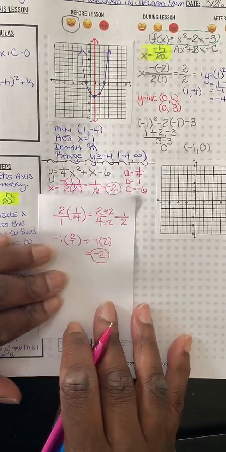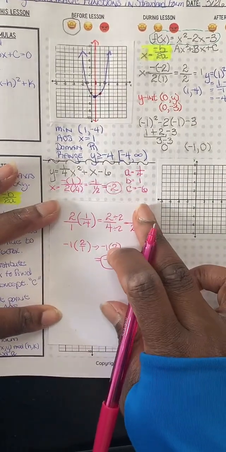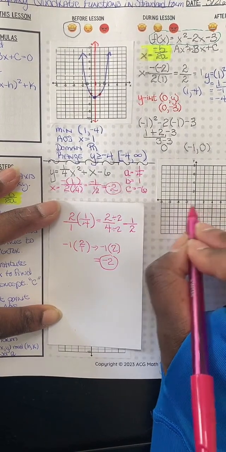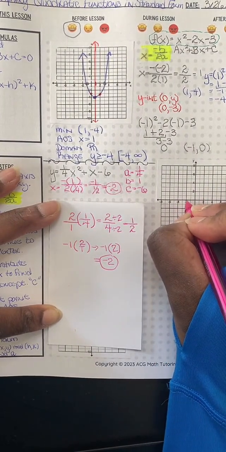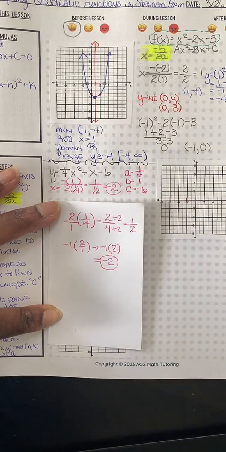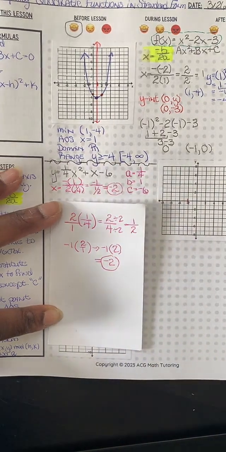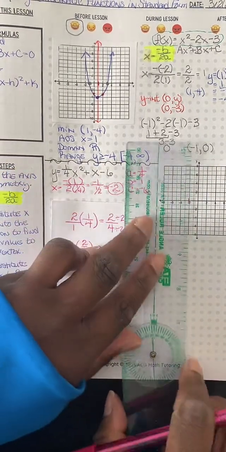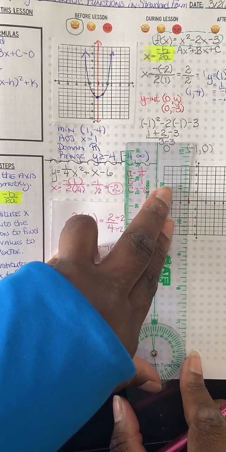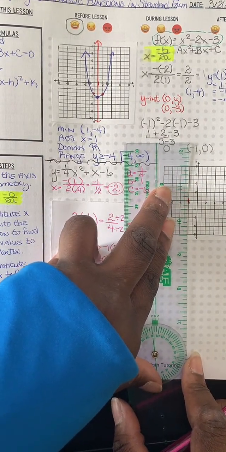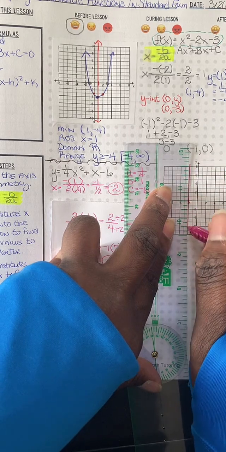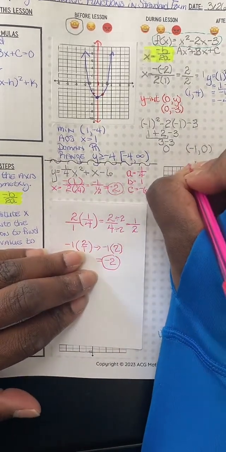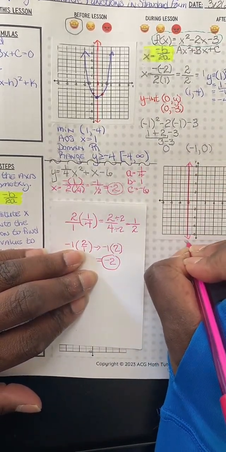Okay, I'll leave this here for a second so you guys can see that. So this is saying that my axis of symmetry, and if you notice, counting it, it's right here at -2. Okay. Keep, change, flip. Yep, you can do that. So here's my axis of symmetry when x equals -2.